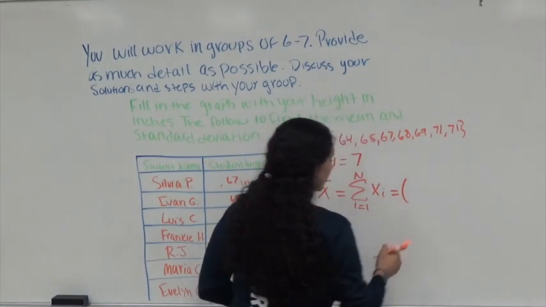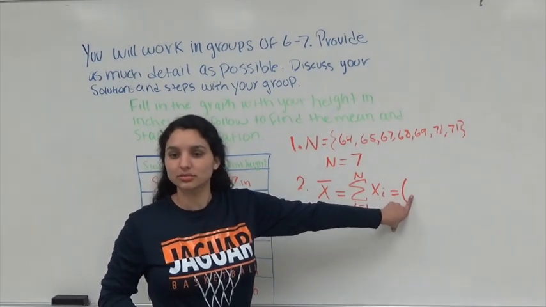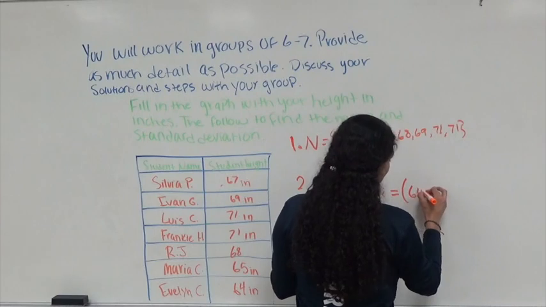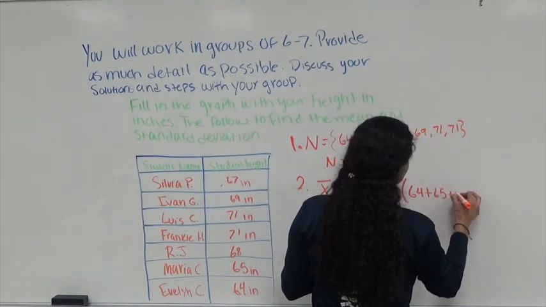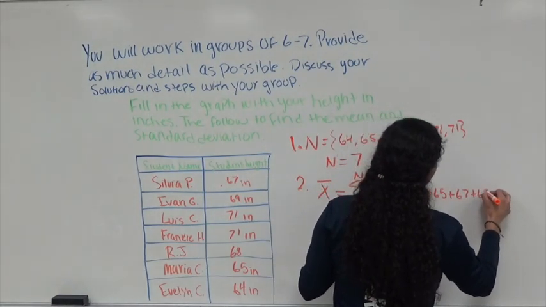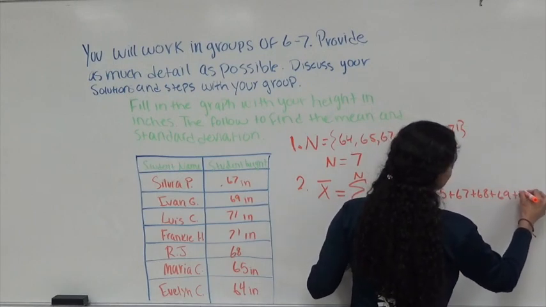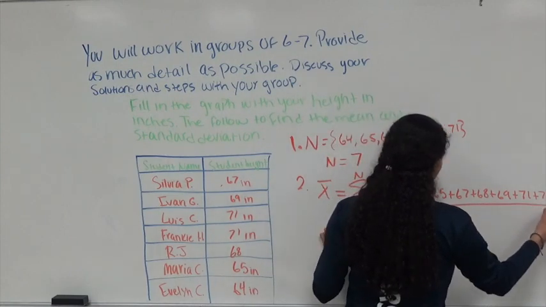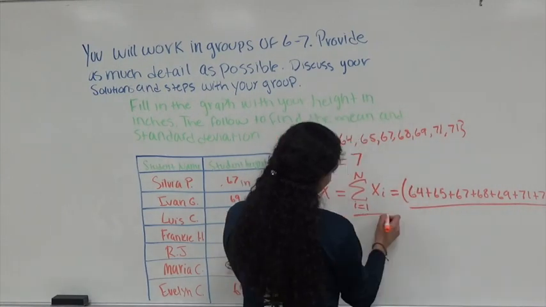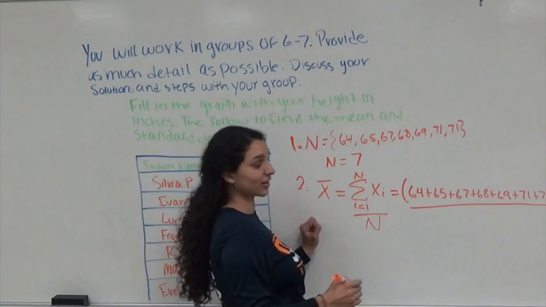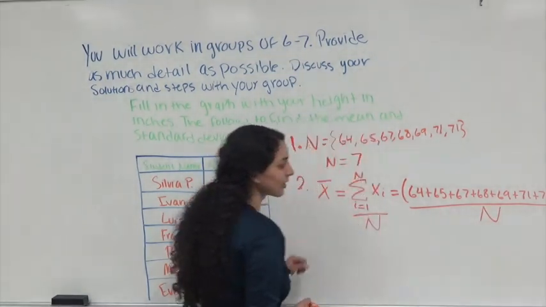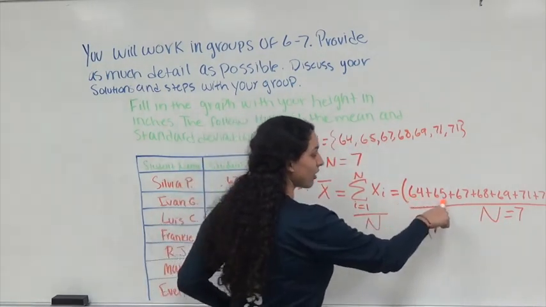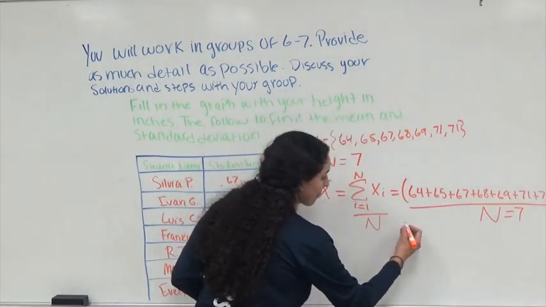If it's the summation, what will be the first number to write here? Ivan? 64. There you go. And then plus 65, plus 67, plus 68, plus 69, plus 71, plus 71. And don't forget to divide all that by your n, which I actually forgot, but it's by your n, which in this case is equal to 7. So all this divided by 7.